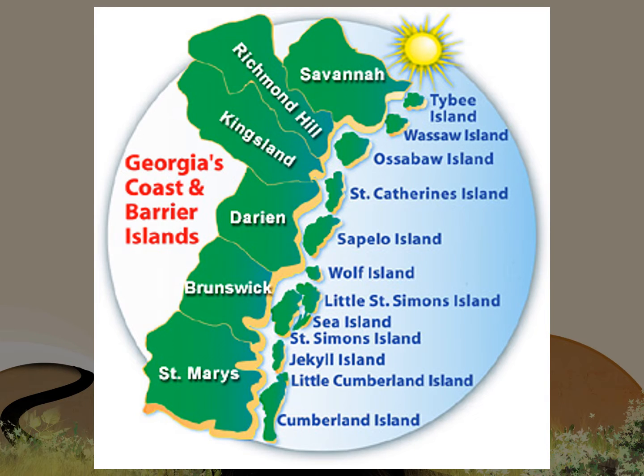Up the Georgia coast, we have actually quite a few barrier islands. Some of you might be familiar with St. Simon's, or maybe even Jekyll Island or Cumberland Island, Tybee Island. Some of you may have been there in the past. Those are all barrier islands that we can find off the coast of Georgia.